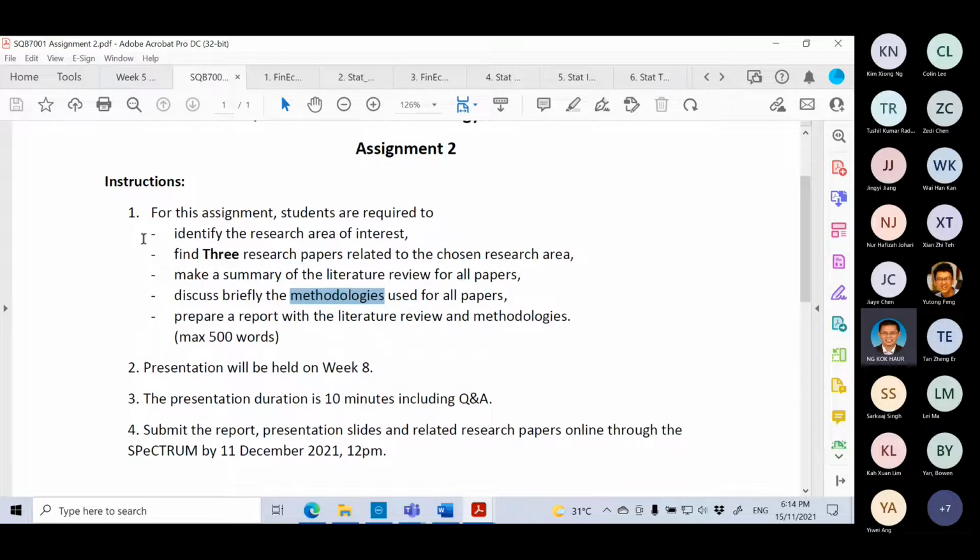Then we have the presentation in week number 8, as I mentioned to you, there's a date. The presentation duration is roughly 10 minutes plus a Q&A, but sometimes the time can be extended, because the Q&A section will take some time. Therefore I allocate 2 days, but not necessarily will we use up the 2 or 3 hours for the 2 sessions.